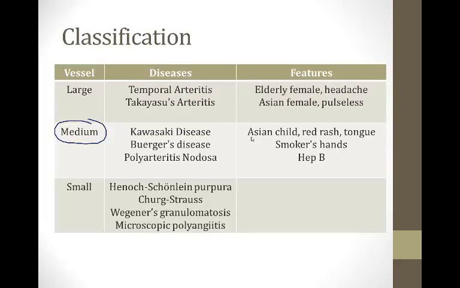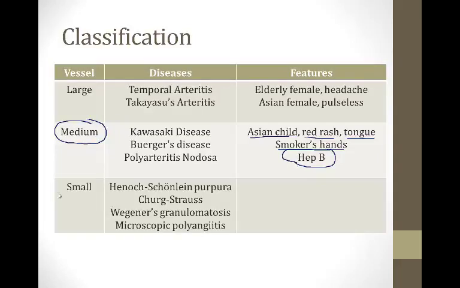The buzzwords to remember for Kawasaki's disease are that it occurs in an Asian child who has a red rash and a strawberry tongue. Berger's disease is that smoker's disease where they get gangrene of their hands and sometimes their feet. And then polyarteritis nodosa, remember that this occurs in Hep B and remember that it's immune complex mediated.